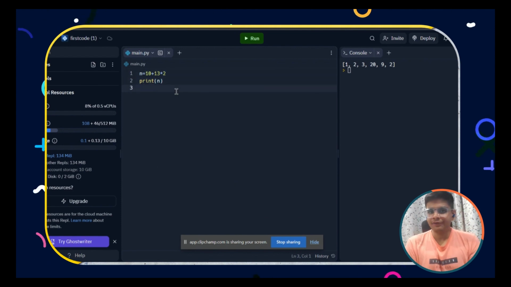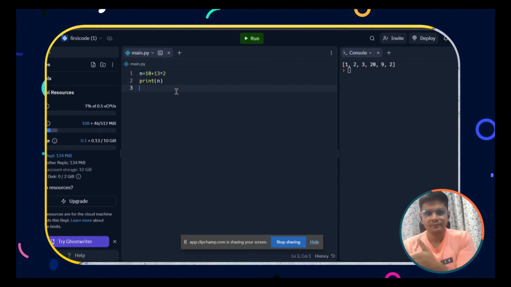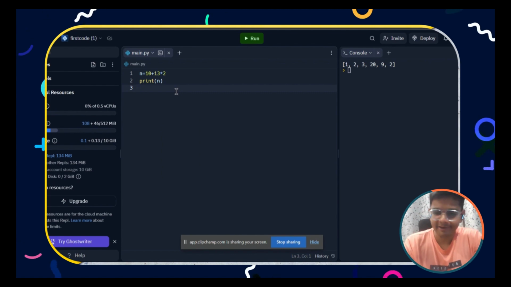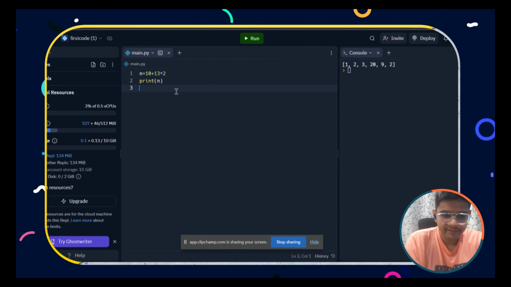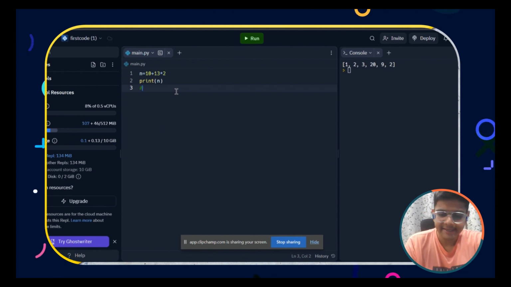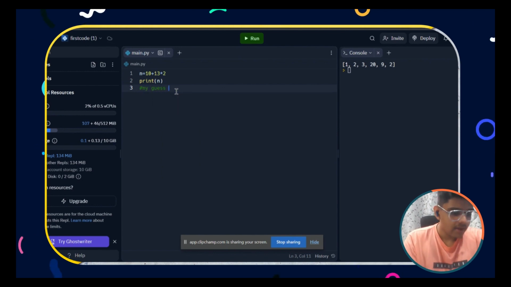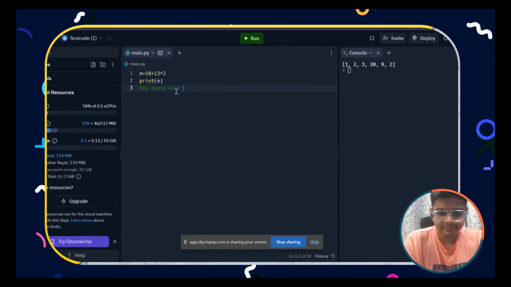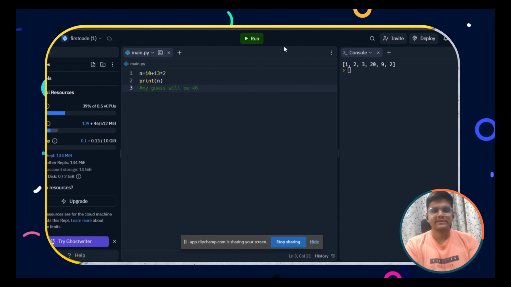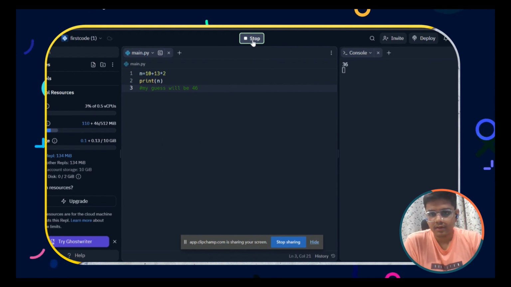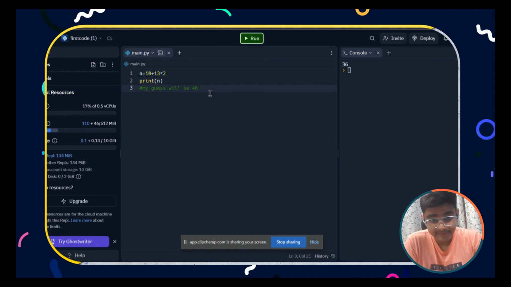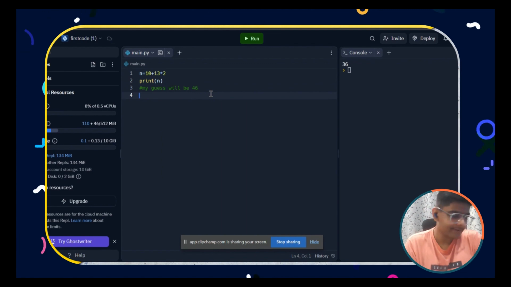According to you, maybe you're new to programming, you will think that programs start from left to right. So let's start this program also from left to right. That is n equals 10 plus 13, 10 plus 13, exactly 23. 23 into 2, exactly 46. So I will write here a comment. My guess will be 46. Extra 36. How does it happen? How is it going to happen?